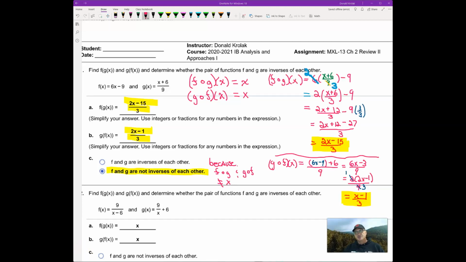So here are the two compositions. This is g going into f and the associated algebra, and we end up with 2x minus 15. So this does not equal the identity function x. So we know right now these are not going to be inverses of each other. The second part was finding the composition the other way around. So g of f, and I end up with x minus 1 over 3, which again does not equal the identity function. So when they don't equal the identity function, then they're not going to be inverses.